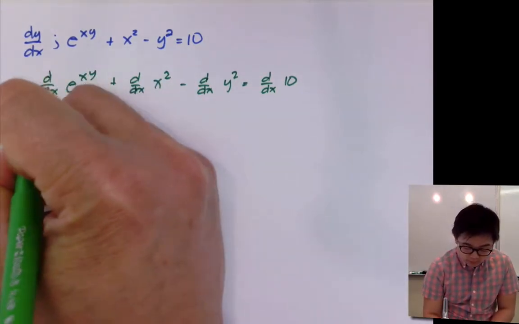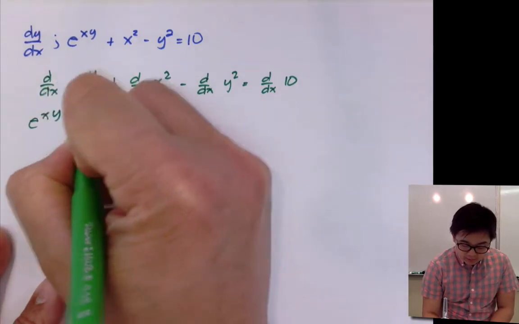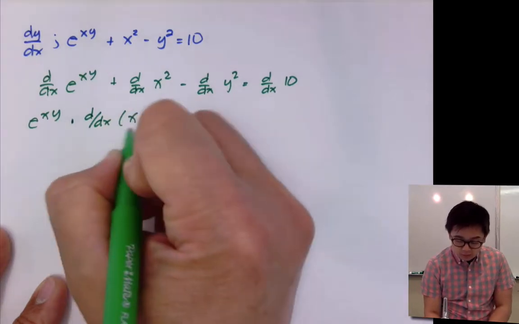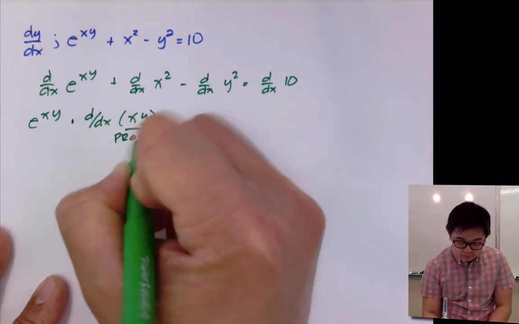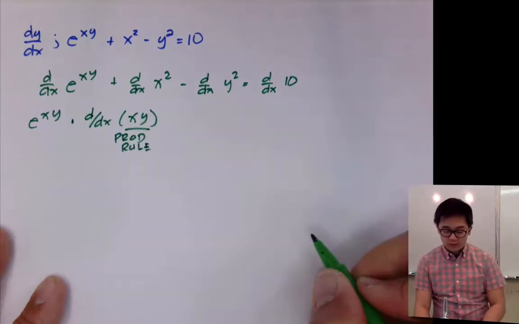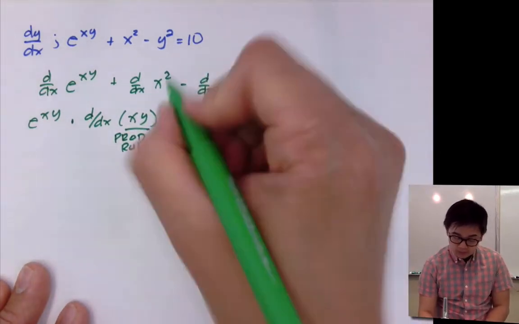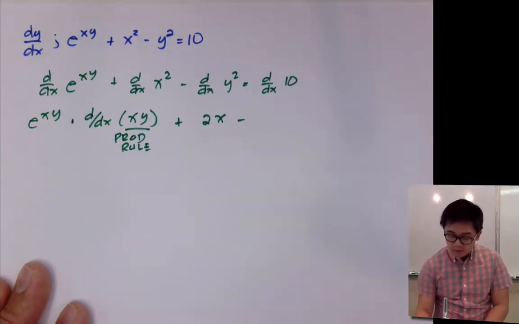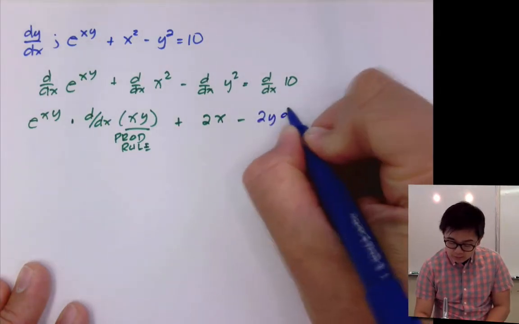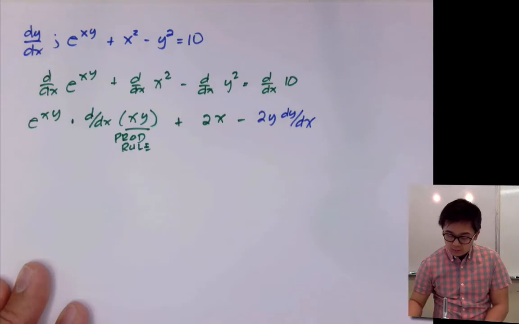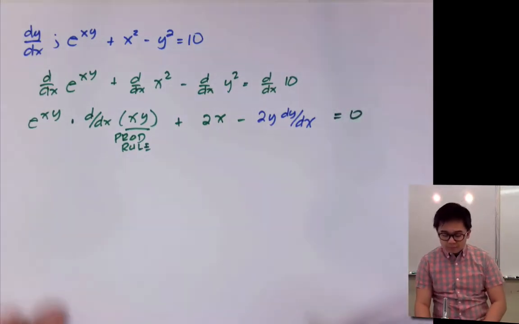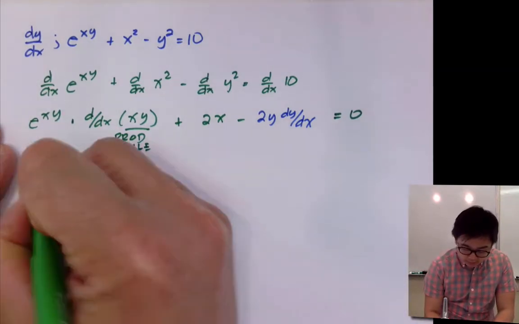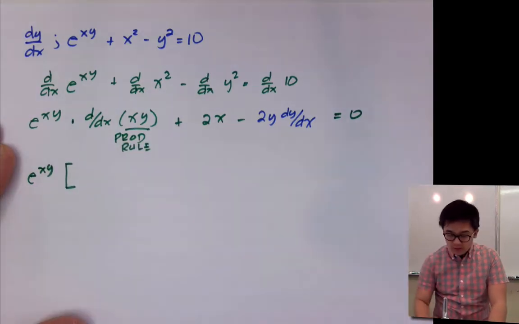So we'll copy e to the xy and take the derivative of xy. And we'll do that later on because we're going to be using the product rule for this function. Plus the derivative of x squared is 2x, minus, this time we'll have 2y dy/dx, equal to 0.